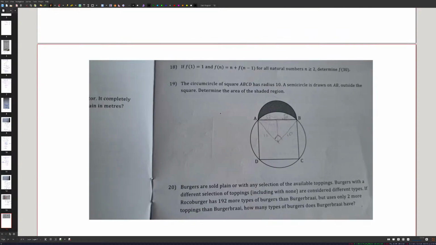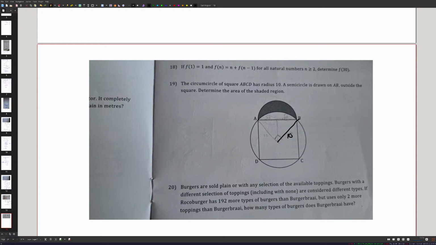The circumcircle of square ABCD has radius 10. Yep, like the pencil marks over there would indicate. A semicircle is drawn on AB outside the square. Determine the area of the shaded region.